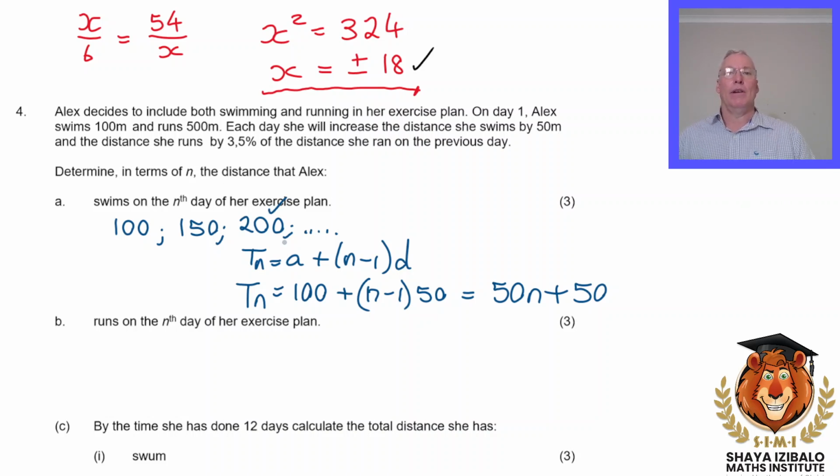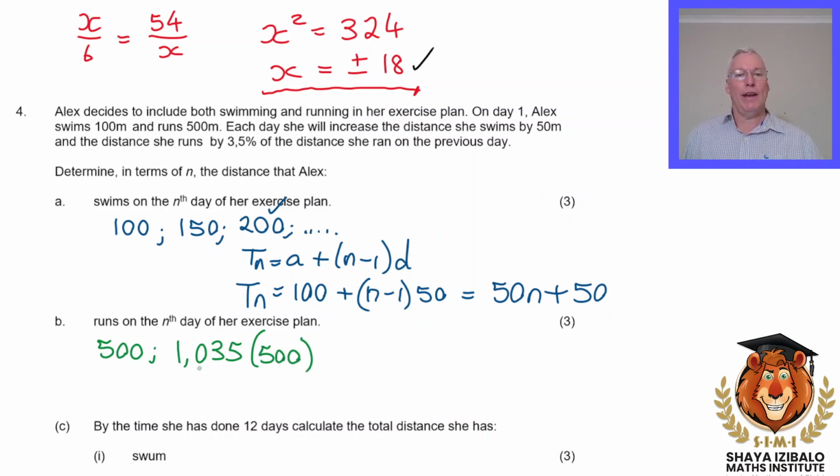What about the running? Well, on day 1, she runs 500 meters. Now, the next day, she runs 3.5% more. So we want to increase that by 3.5%. We want 103.5%. Now, 103.5% is actually 1.035. So what we're going to do is we're going to multiply that 500 by 1.035.